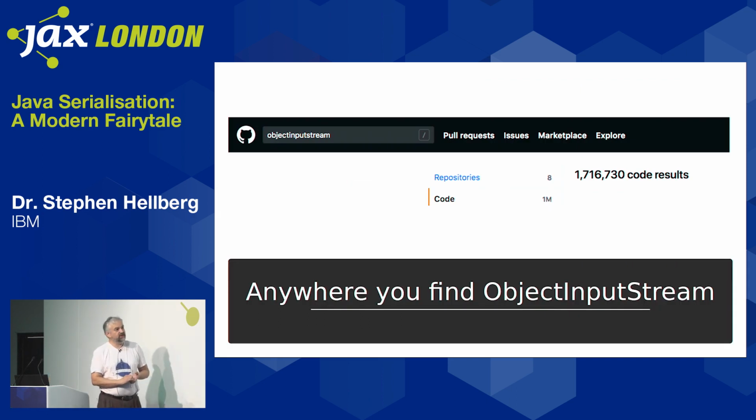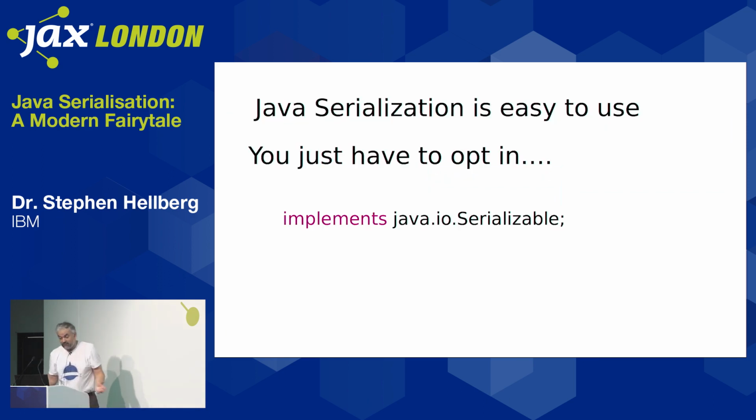It's very easy to find just how widely used this is out there. Basically, if you did a search on ObjectInputStream across GitHub, you'd find there's a gazillion places where this is being employed. Loads of places. And it's really easy to use, right?